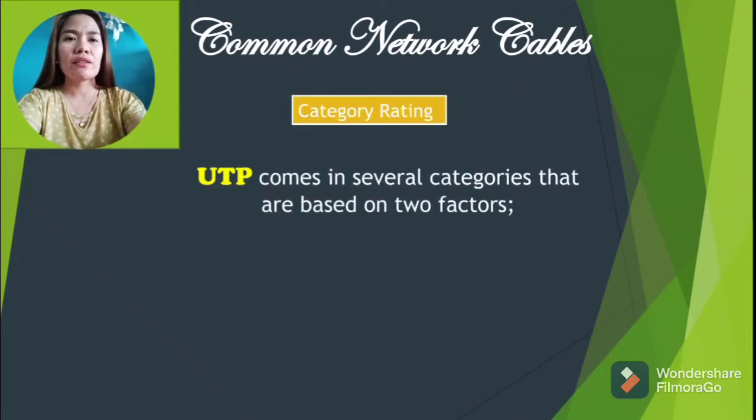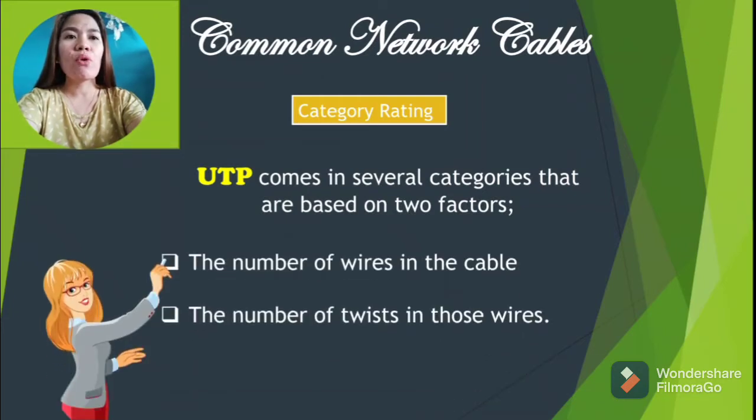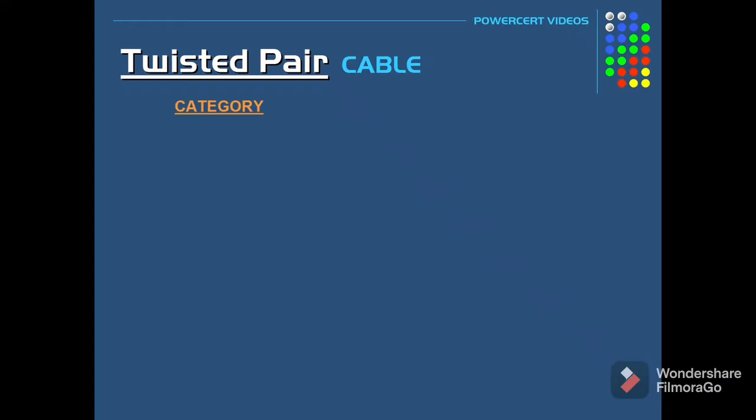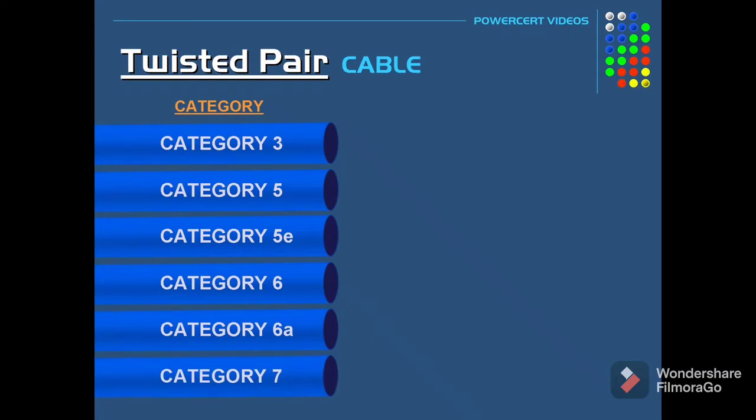Category rating. UTP comes in several categories that are based on 2 factors. These factors are the number of wires in the cable and the number of twists in those wires. Now, in addition to twisted pair cables, we also have to talk about the categories of twisted pair cables. And these categories are called Cat3, Cat5, Cat6, and Cat7.